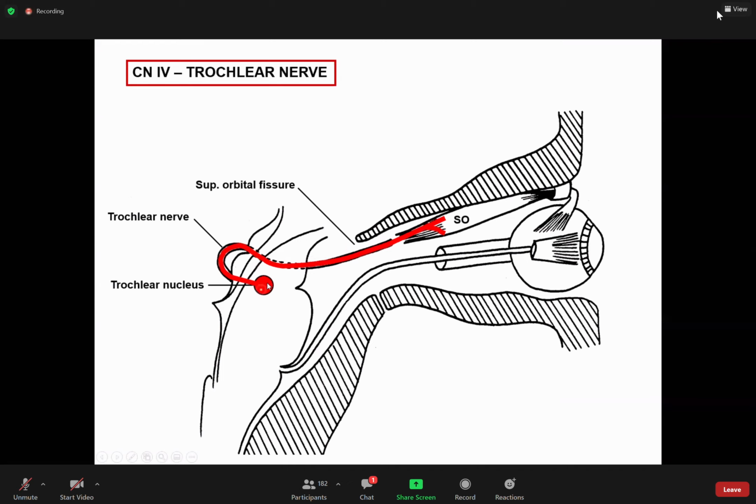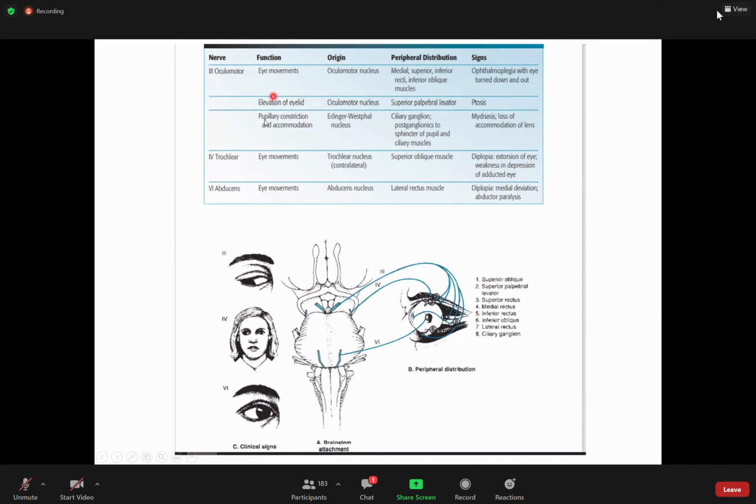The trochlear nucleus is present at the lower level of the midbrain, and it's a motor nerve, purely motor, not mixed. It's a motor nerve which supplies only one muscle in the eye, which is the superior oblique. So if you have a table looking at the nerves which are supplying the extraocular muscles, most of them are supplied by the oculomotor nerve. So medial, superior, inferior rectus, inferior oblique, these are the muscles which are supplied by the oculomotor nerve, and it is responsible for the movement of the eye.